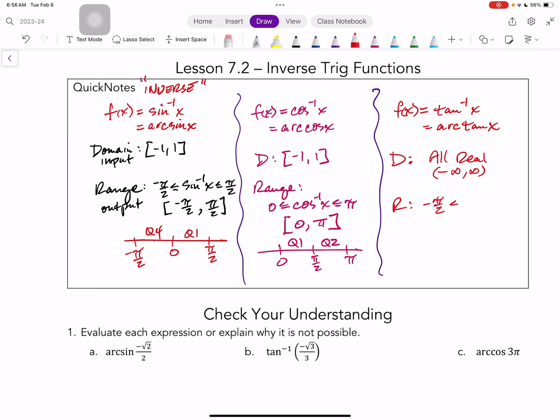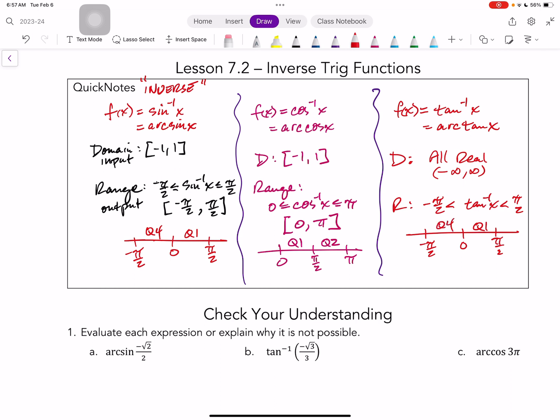So it's got to be between negative pi halves and pi halves. Just like the sine function, if you label this right here, I put in less than or equal to, but it should be strictly less than. So I'm going to change this to strictly less than. Then here we go. This is quadrant 1 over here. From 0 to pi halves is quadrant 1, and then negative pi halves to 0 is quadrant 4.